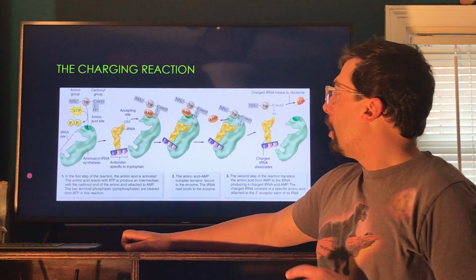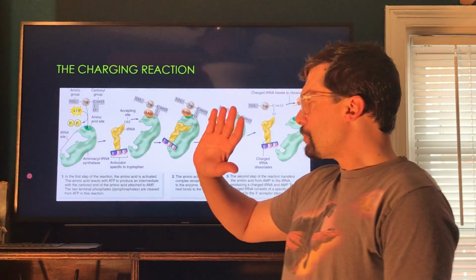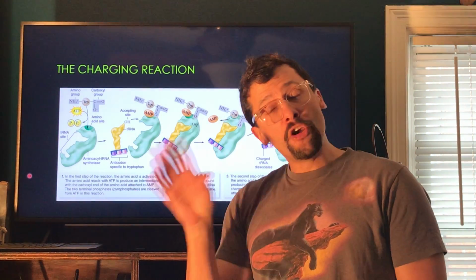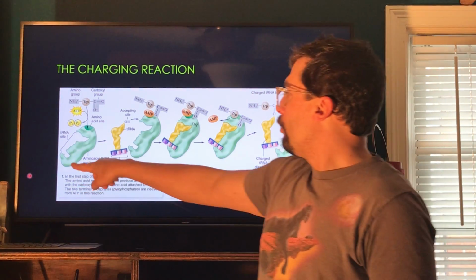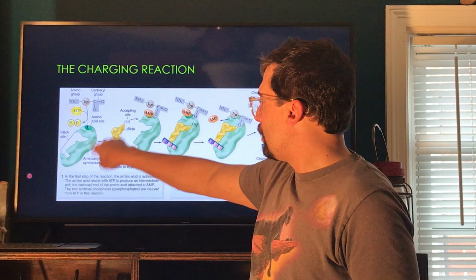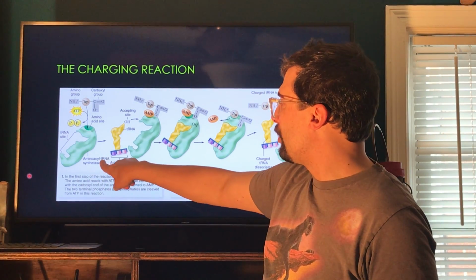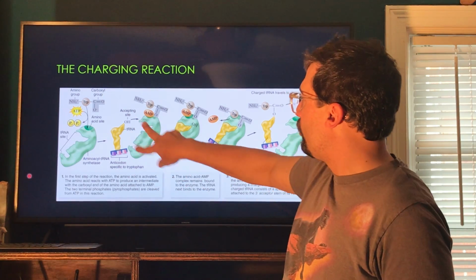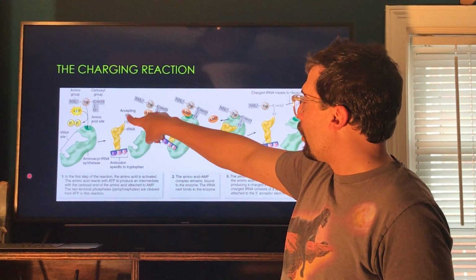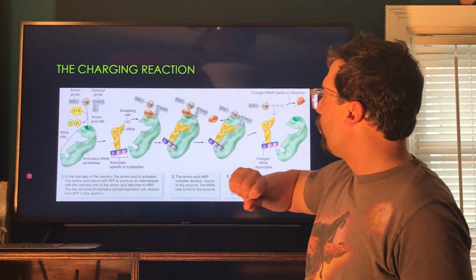Alright, so again, charging reaction. What we have to do is load up our tRNA, our transfer RNA, with the amino acid. So we're going to have our tRNA binding site here in our little enzyme, our aminoacyl tRNA synthetase. We're going to have our accepting site. So here comes our tRNA. We've got our side that's going to bind.